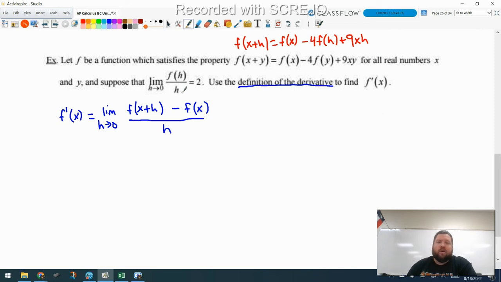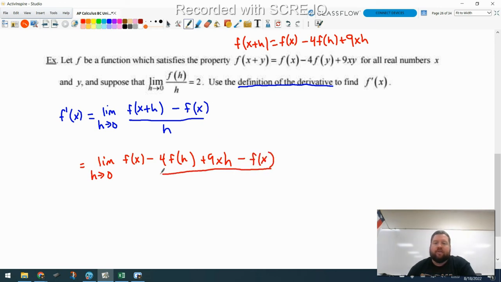Okay, so now I think I can just plug that in. I can plug this in for f of x plus h right here. So let's try that. The limit as h approaches 0 of f of x minus 4 f of h plus 9xh. And then I have minus f of x. That's this one right here. And then all of this is divided by h.